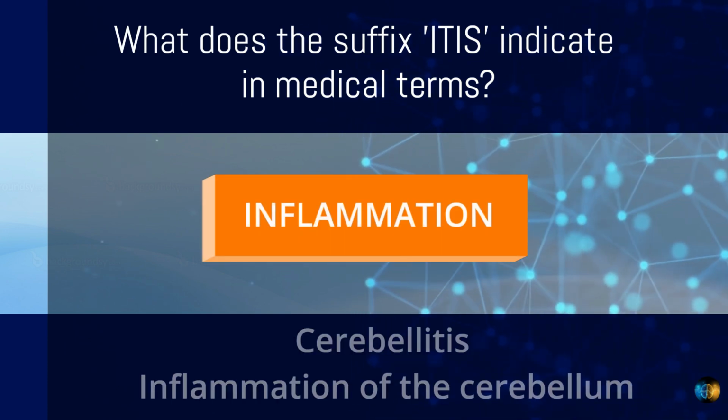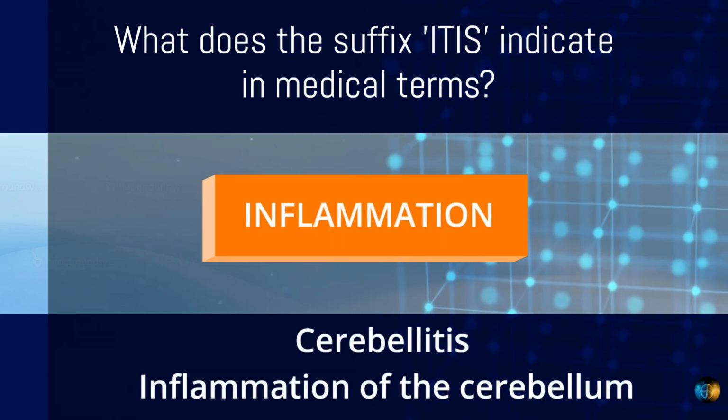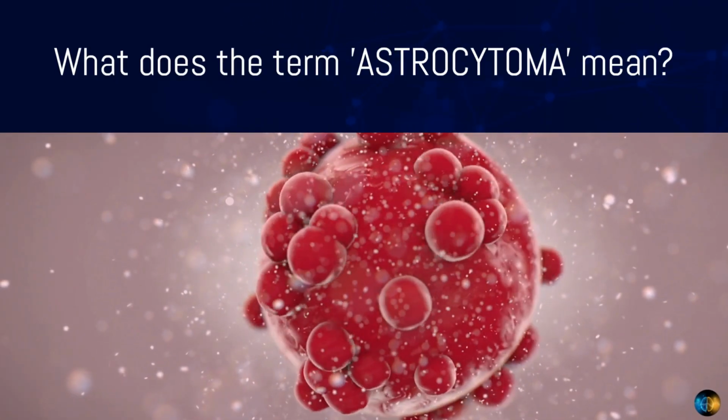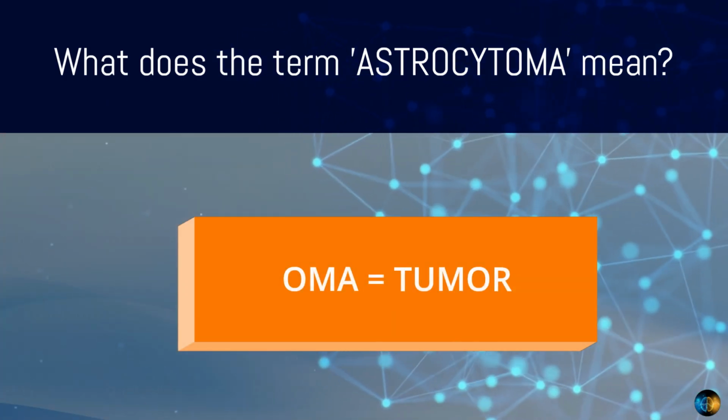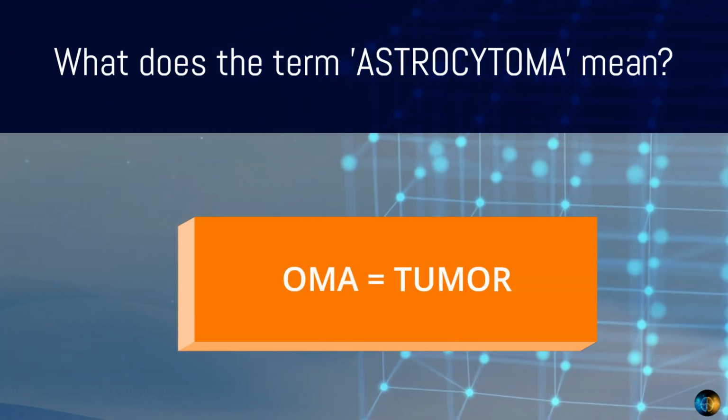What does the suffix itis indicate in medical terms? Inflammation. For example, cerebellitis means inflammation of the cerebellum. What does the term astrocytoma mean? Astrocytoma refers to a tumor of astrocytes, which are star-shaped glial cells in the brain.